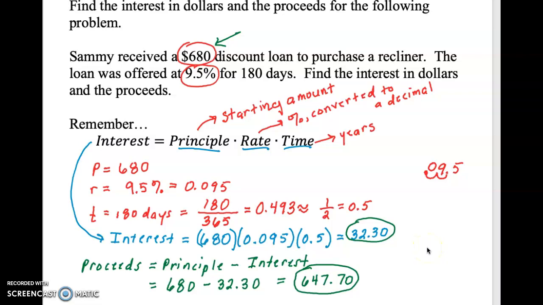Just remember, again, when you do your interest, that the rate is given as a percent, but it needs to be converted to a decimal. And also the time is given in years. So if you're given days, you need to convert that to years.